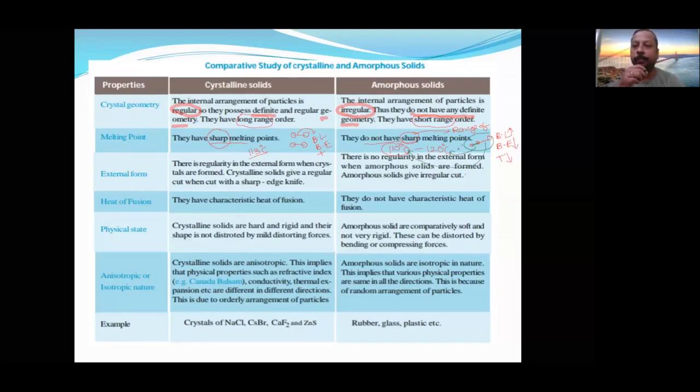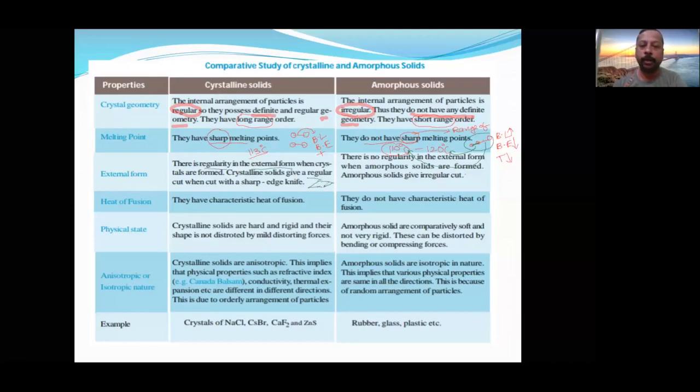The melting point obviously depends on the bond length, or we can also say on bond energy. Is it understood? The next difference between the crystalline and amorphous form is that there is irregularity in external form when crystals are formed. Crystalline solids give a regular cut when cut with a sharp-edged knife.